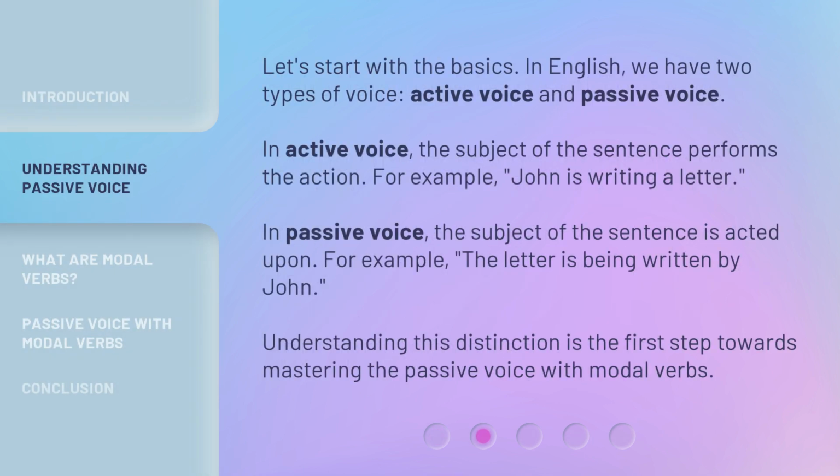Let's start with the basics. In English, we have two types of voice: active voice and passive voice. In active voice, the subject of the sentence performs the action. For example, John is writing a letter. In passive voice, the subject of the sentence is acted upon. For example, the letter is being written by John. Understanding this distinction is the first step towards mastering the passive voice with modal verbs.